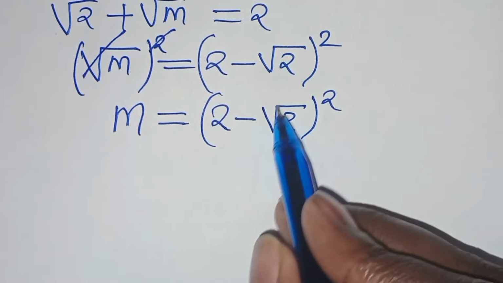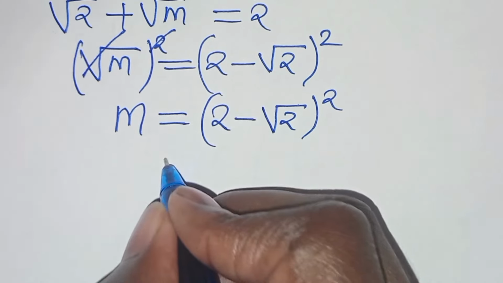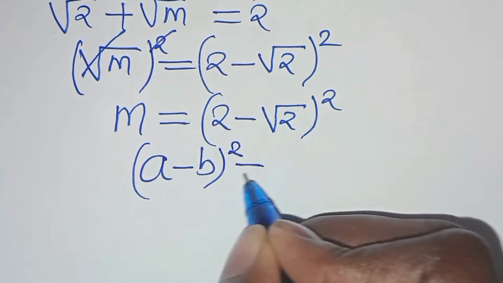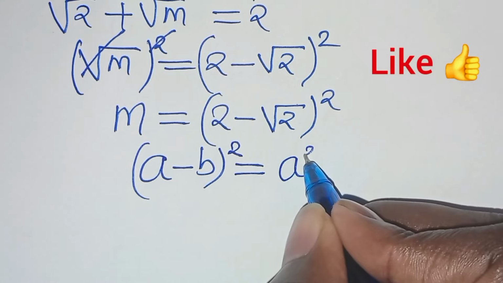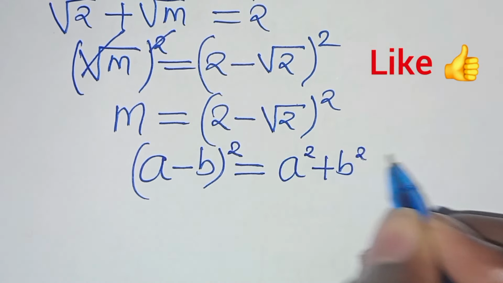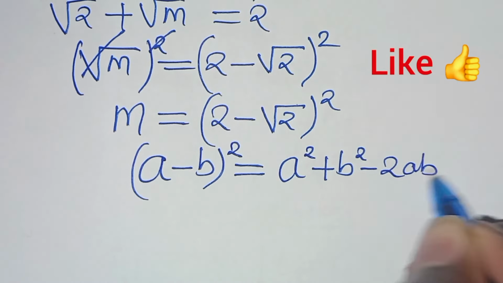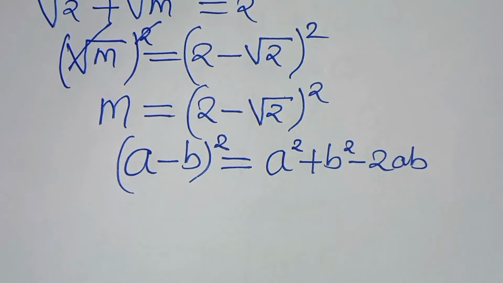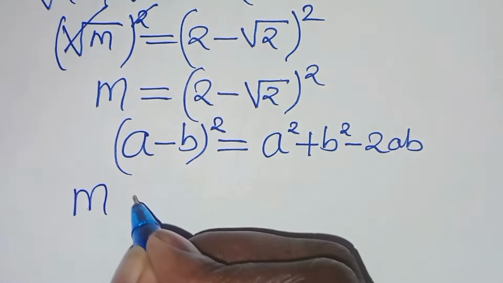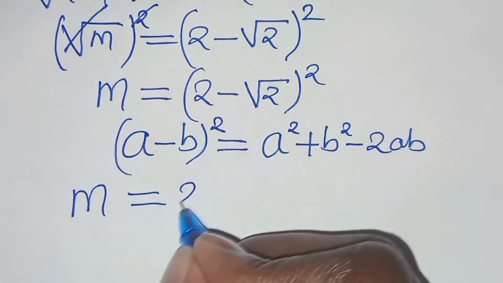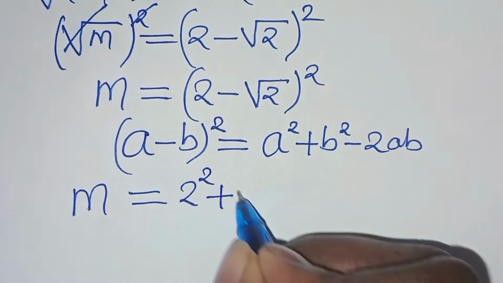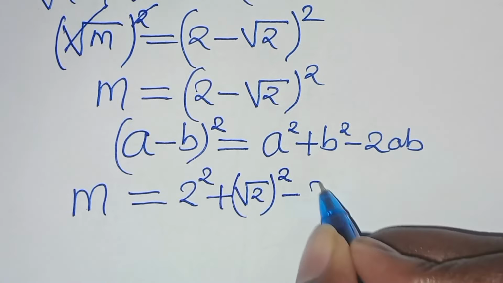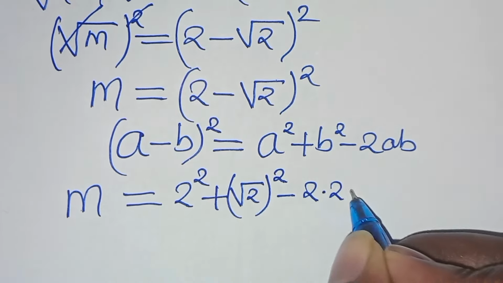So 2 minus square root of 2 raised to power 2 is in the form of a minus b raised to the power of 2, which we can express as a squared plus b squared minus 2ab. Applying this algebraic identity, we have m equal to 2 squared plus square root of 2 raised to the power of 2, subtract 2 times 2 times square root of 2.